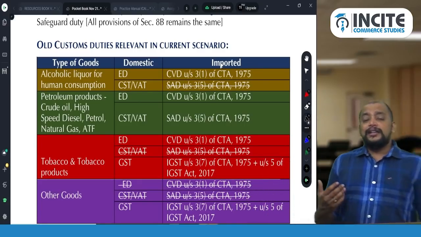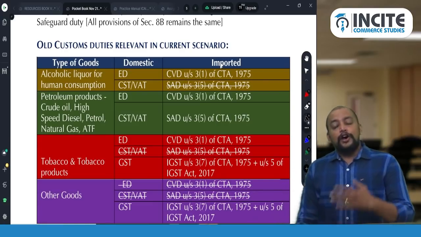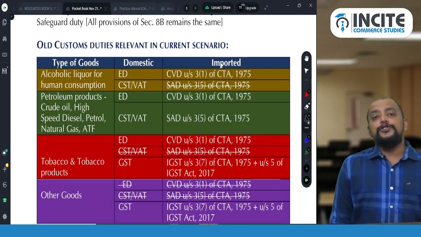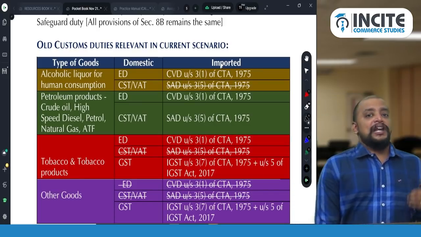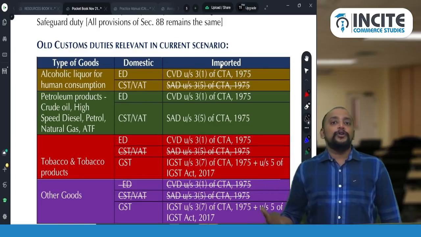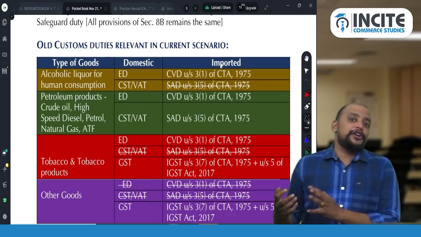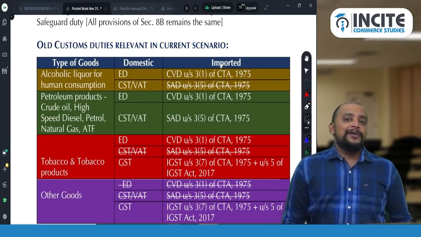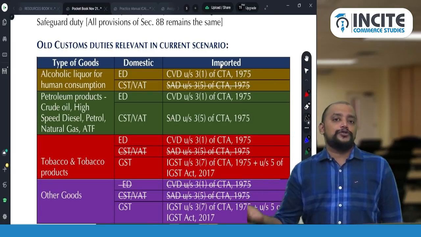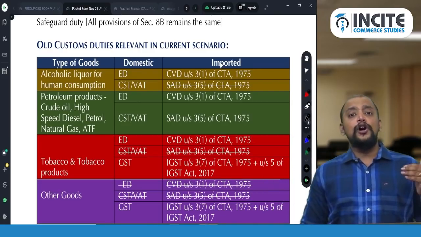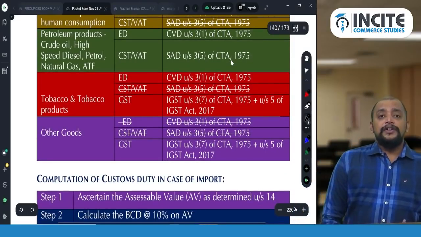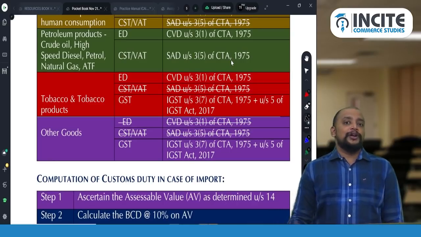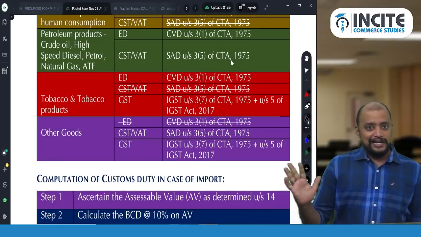And next one, tobacco and tobacco products. On tobacco and tobacco products locally manufactured and sold domestically, we need to pay central excise duty as well as GST. Whereas on import of tobacco and tobacco products, as excise duty is there, CVD also will come. As GST is there, IGST also will come. Whereas for all other goods, we don't have excise duty or sales tax, only GST. So on import we have to pay only IGST. CVD and SAD is not applicable.